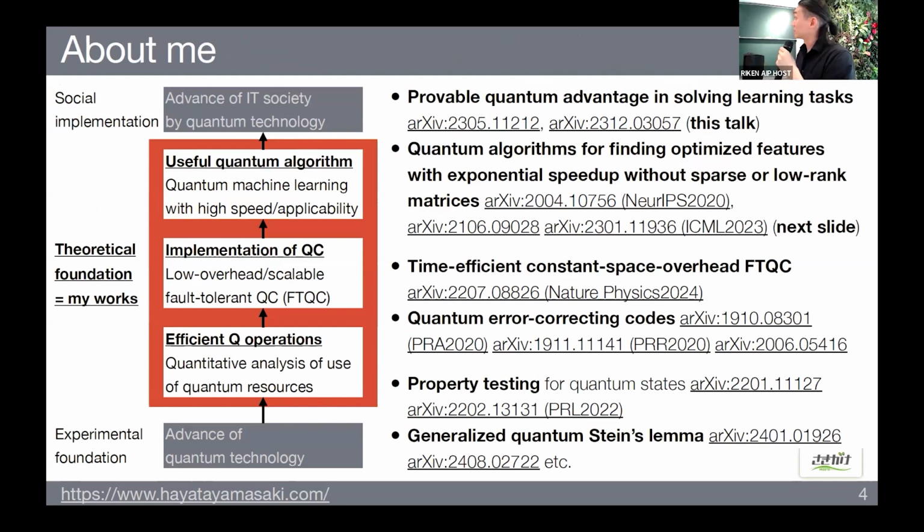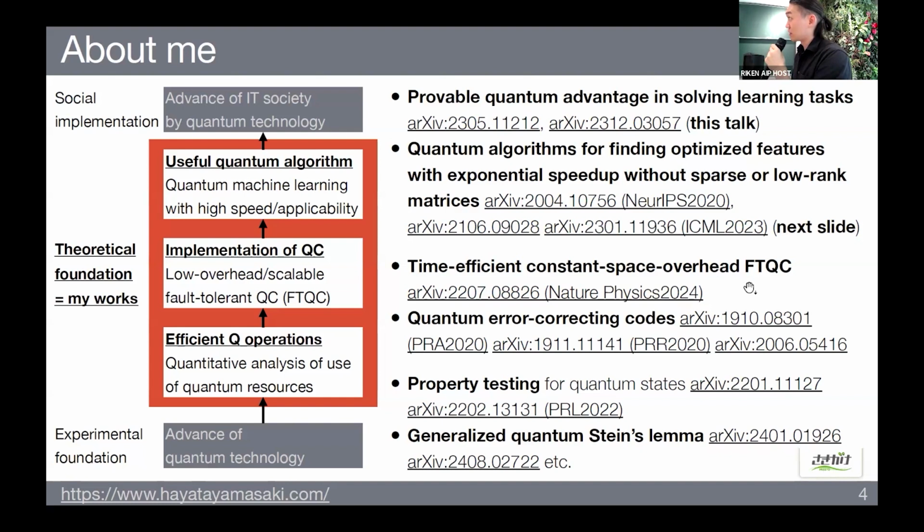In the meanwhile, in the next slide, I would like to briefly explain another direction of my research: developing a quantum algorithm for finding optimized features. The feature of this algorithm is that it achieves exponential speed up compared to the state-of-the-art classical algorithm for solving the same task. And this does not use the sparsity or low-rank assumptions on matrices. So without these assumptions, this has a wider applicability than other quantum algorithms achieving similar speed up.